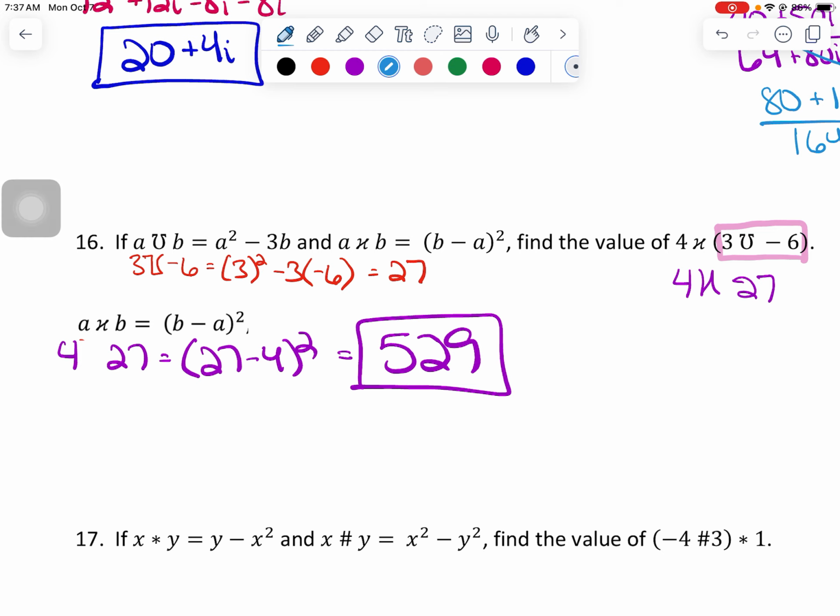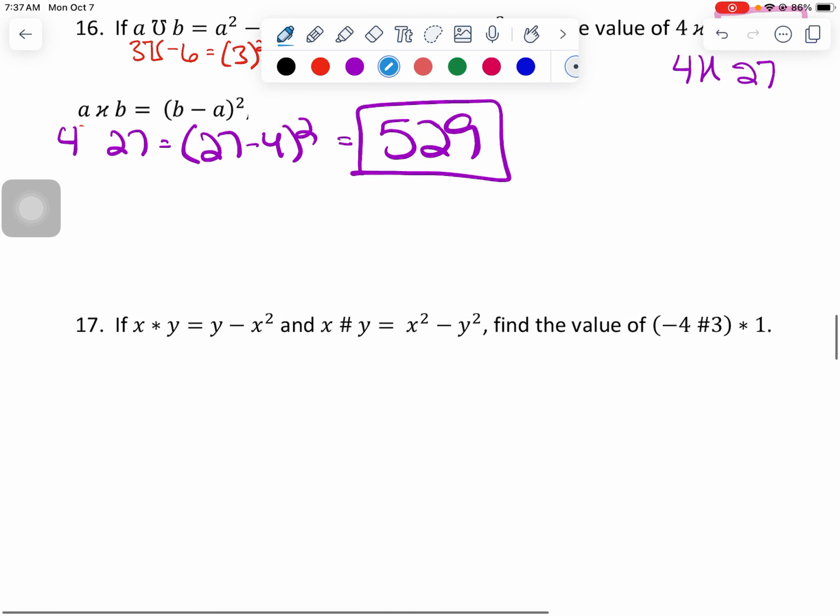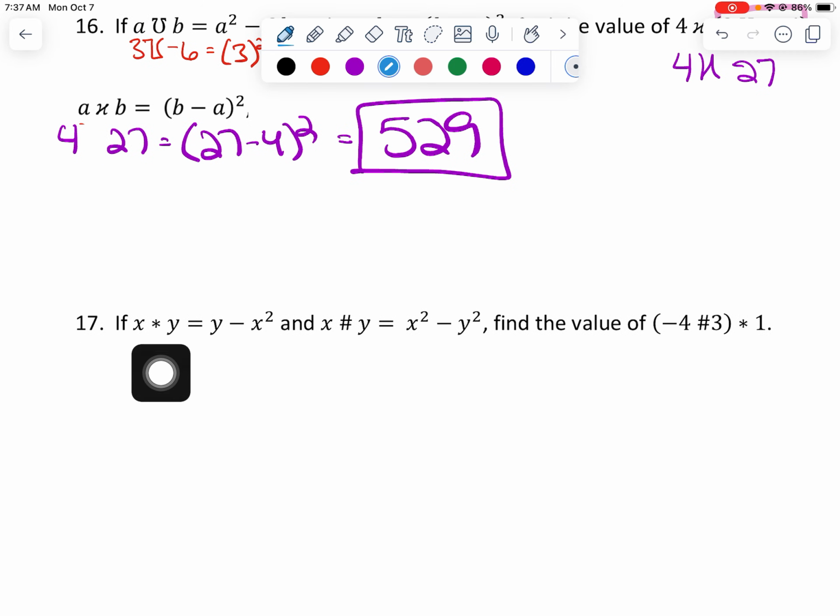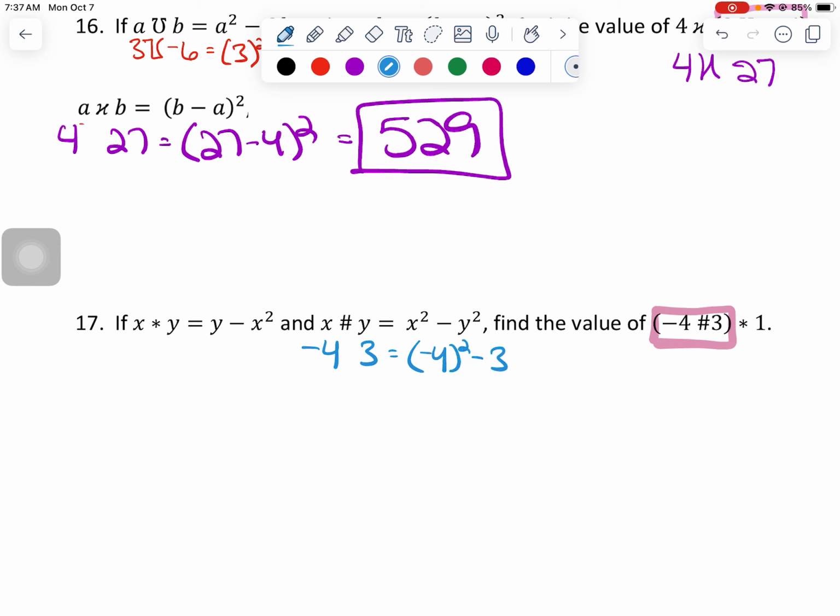Let's take a look at number 17 here. We've got two operators. We've got asterisk, and we've got pound sign, or hashtag, whatever you want to call it. We are going to start in the inside part here, and we're going to do hashtag first. So negative 4 and 3. It's going to be negative 4 squared minus 3 squared. Throw that in a calculator.